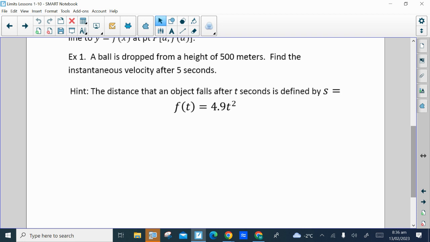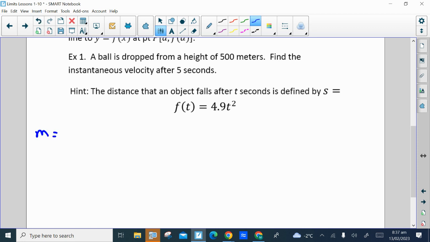So the first example: a ball is dropped from a height of 500 meters. Find the instantaneous velocity after 5 seconds. And we need to use the fact that the distance that an object falls after t seconds is defined by s equals f(t) equals 4.9t squared. So we've seen that the instantaneous rate of change can be found by finding the slope of the tangent at that point, which we can find using one of those two limit formulas. It doesn't matter which one we use.